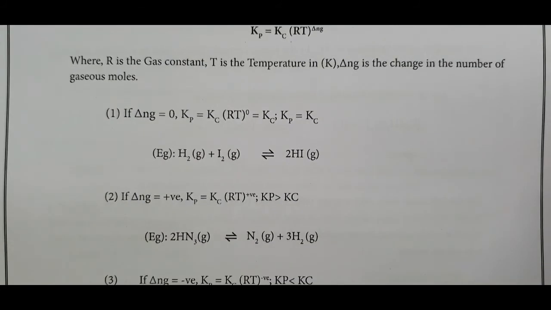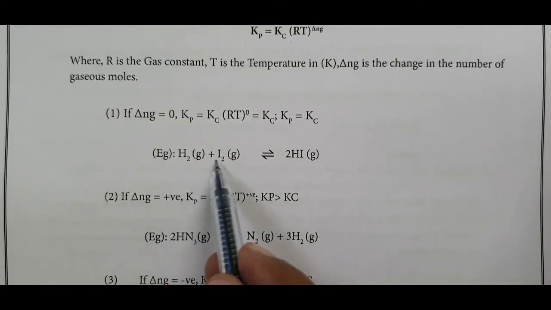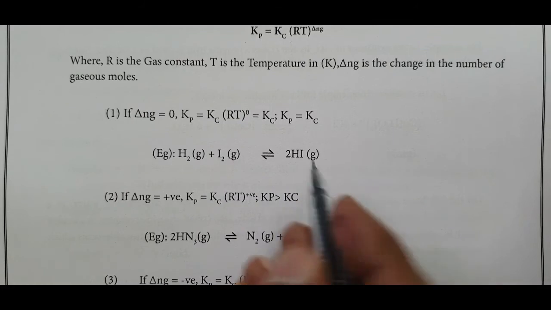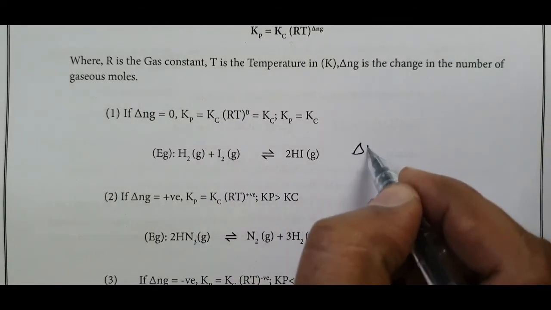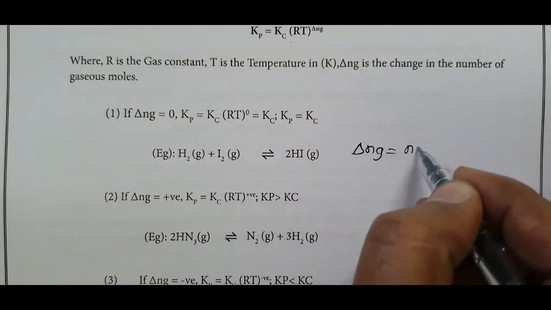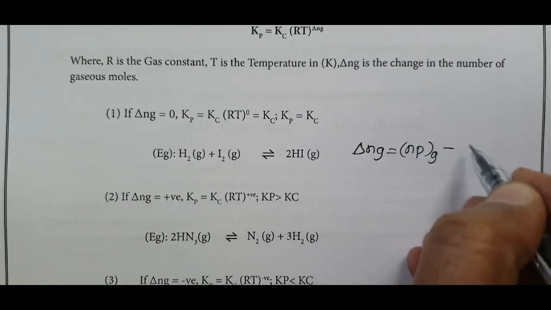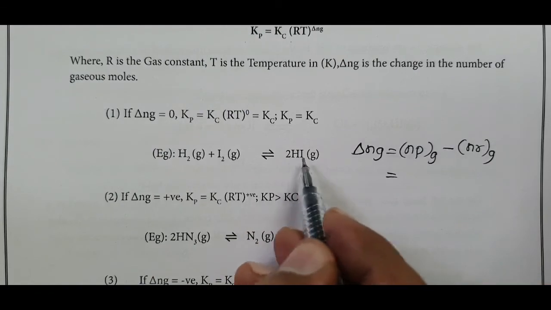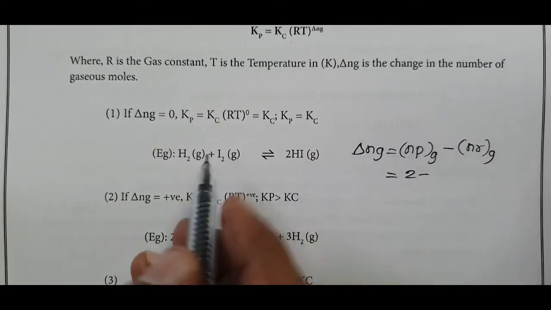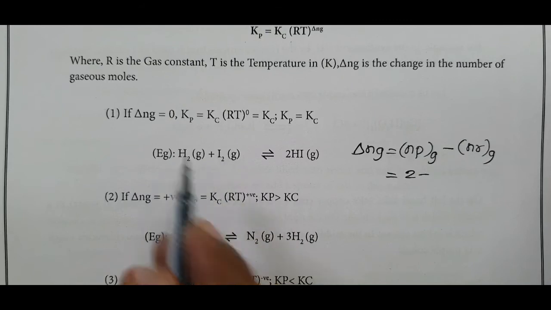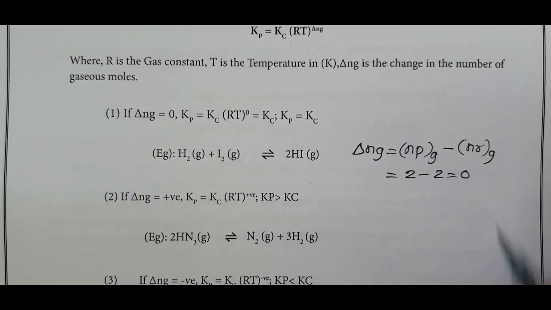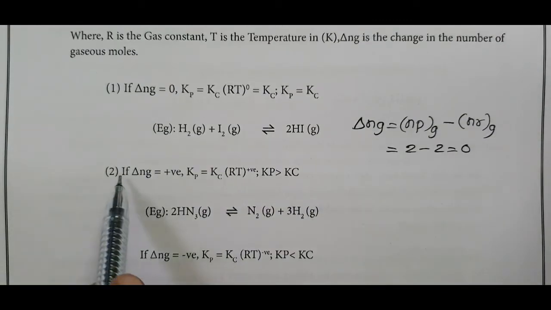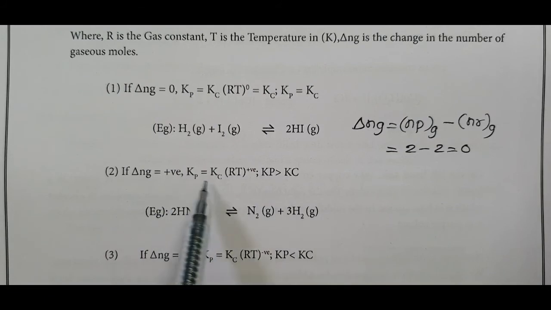For example, H2 in gaseous state plus I2 in gaseous state gives you 2HI, which is also in gaseous state. Delta Ng for this reaction, formula: number of moles of gaseous product minus number of moles of gaseous reactant, that is equal to number of moles of gaseous product 2 minus number of moles of gaseous reactant 1 plus 1, equal to 2 minus 2 equals 0. If delta Ng is positive, Kp equals Kc into RT power positive value, so Kp is greater than Kc.